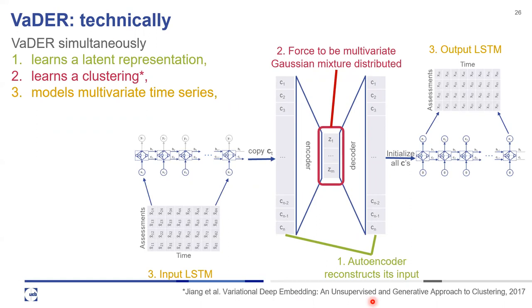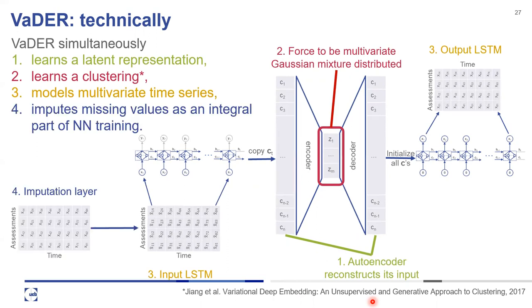Moreover, VADER models multivariate short time series by adding input and output LSTMs to the autoencoding architecture. And finally, it imputes missing values as an integral part of neural network training by adding an imputation layer to the final architecture. It basically learns imputed values as parameters to the network. So that, in very brief terms, is what VADER technically does.